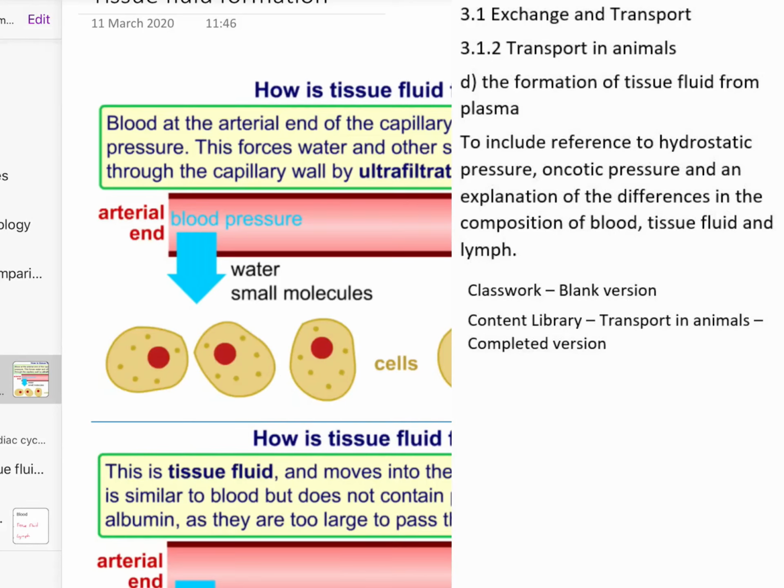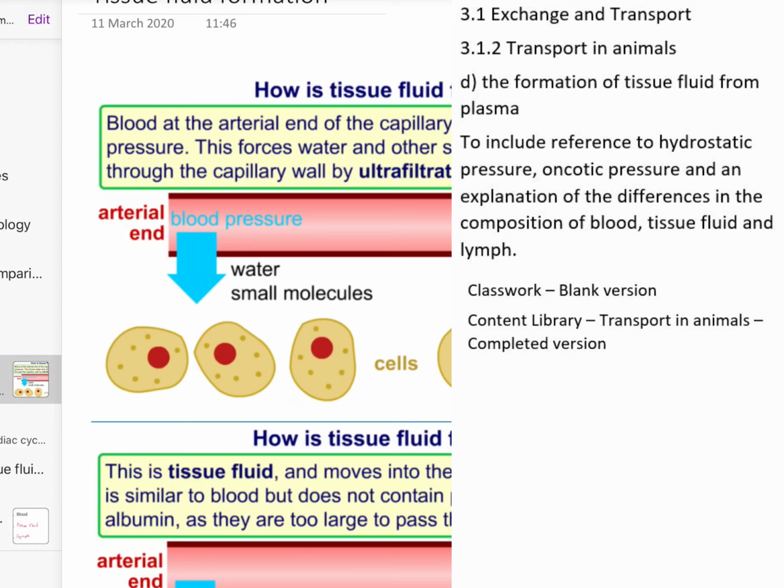This video goes through the formation of tissue fluid from the transport in animals topic of exchange and transport. Two key terms referenced in the spec on the right side are hydrostatic pressure and oncotic pressure. OCR favour these terms, however other terms are often found on diagrams, including the ones I have used.